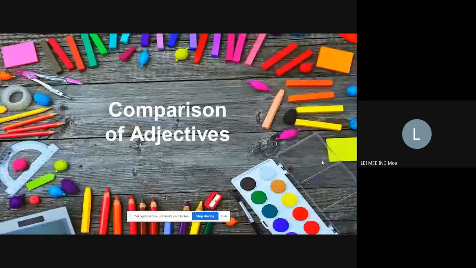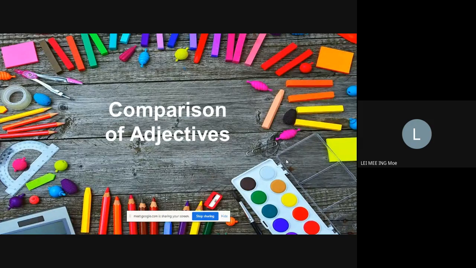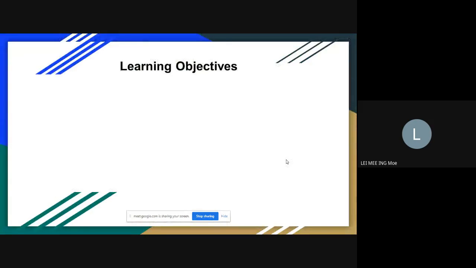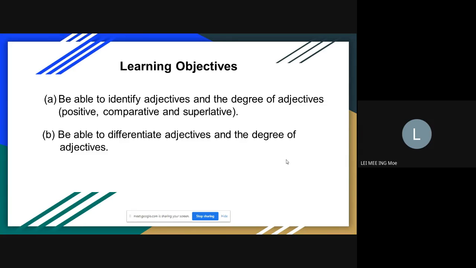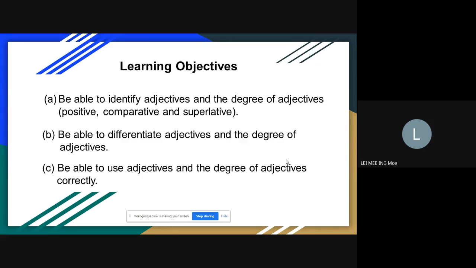So that's the end of the video. From the video, you can see that we have different degrees in this comparison of adjectives. We are going to look into them one by one through this lesson. By the end of this lesson, you will be able to identify adjectives and the degrees of adjectives: positive, comparative, and superlative. You will also be able to differentiate them and use them correctly.